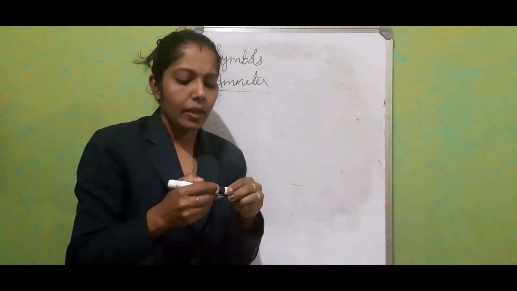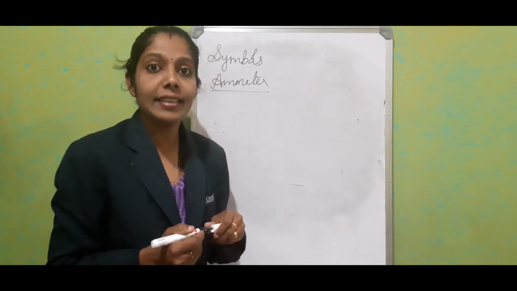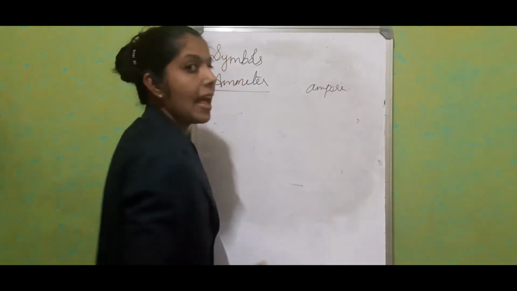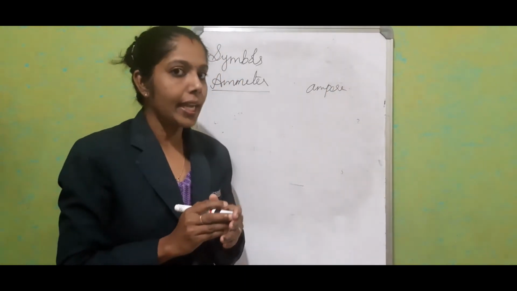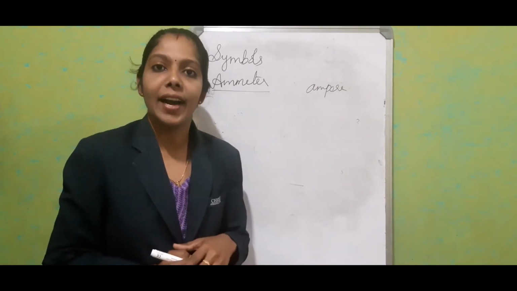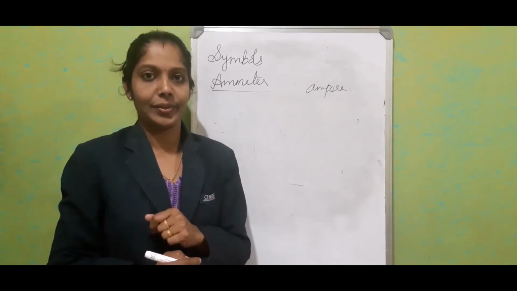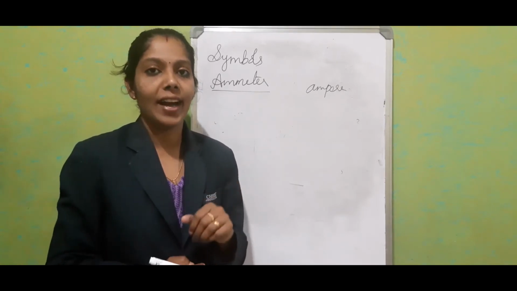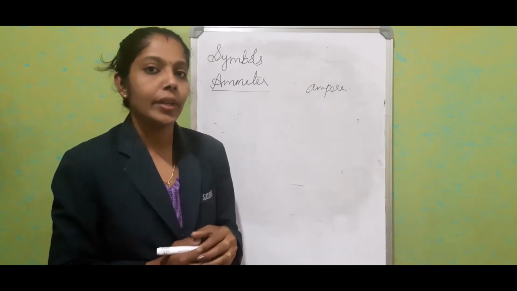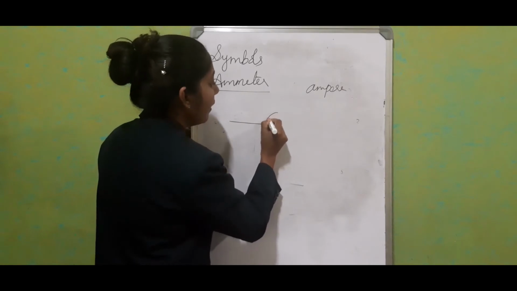Ammeter. What is the unit of current? The unit of current is ampere, right? So you can guess it. What is an ammeter? An ammeter is a device used to measure current in the circuit. So this is the way we represent an ammeter.